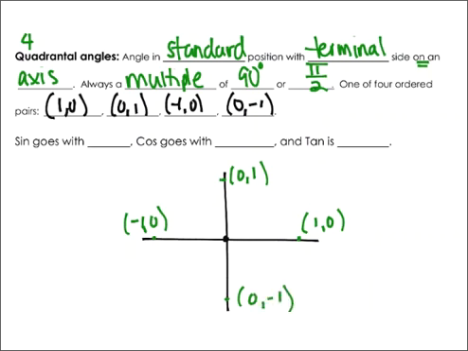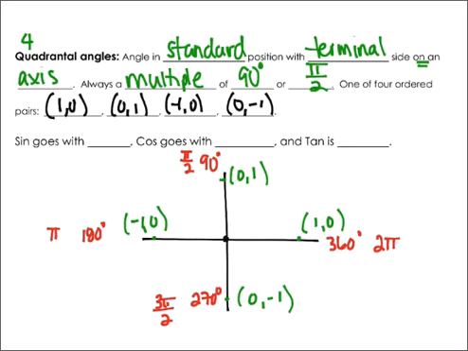They're just ordered pairs. This would be 90 degrees, or pi over 2. To the left would be 180 degrees, or pi. Down where it's negative y would be 270 degrees, or 3 pi over 2. And then you would end at 360 degrees, or 2 pi. And we're just going to keep building on all of this.